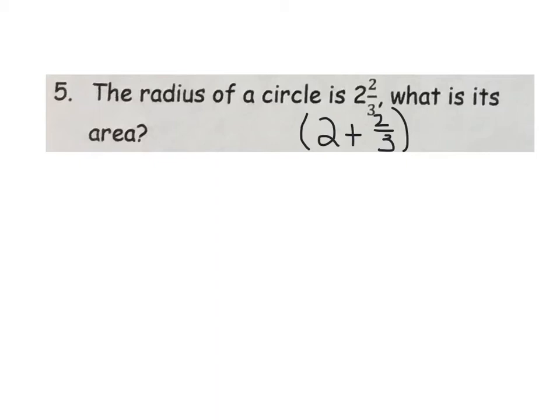So area of a circle, we talked about this today. We took notes on it today. This is what we did. So area of the circle is pi times the radius squared. Okay, so use that formula, find out your answer. Okay.